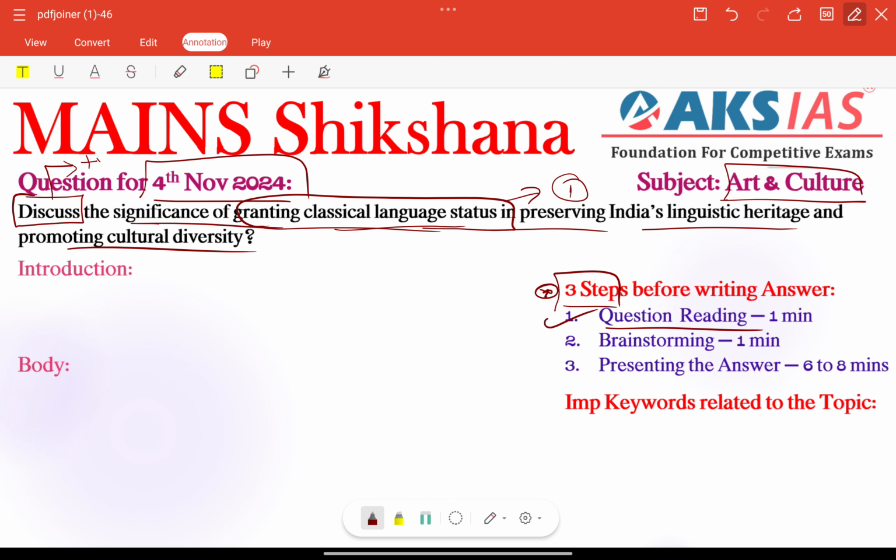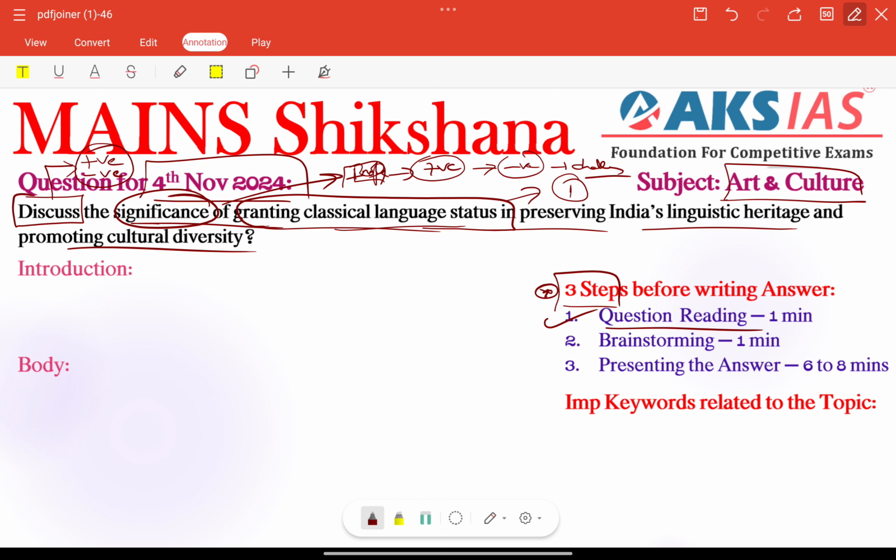Discuss means like a debate, we need to provide positives and negatives also, right? So coming to keywords here, significance is a very important keyword, right? Here significance means role or importance, right? Importance we need to write here as a positive aspect, right? So other than that we need to provide some important negative aspects also, like challenges also we need to provide here, right?